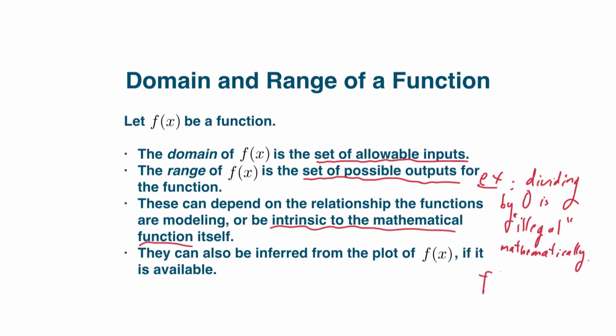So if I had f of x equal to 1 over x, 0 cannot be in the domain, because that would require dividing by 0, which is not allowed. So this is what I mean by an intrinsic mathematical limitation.